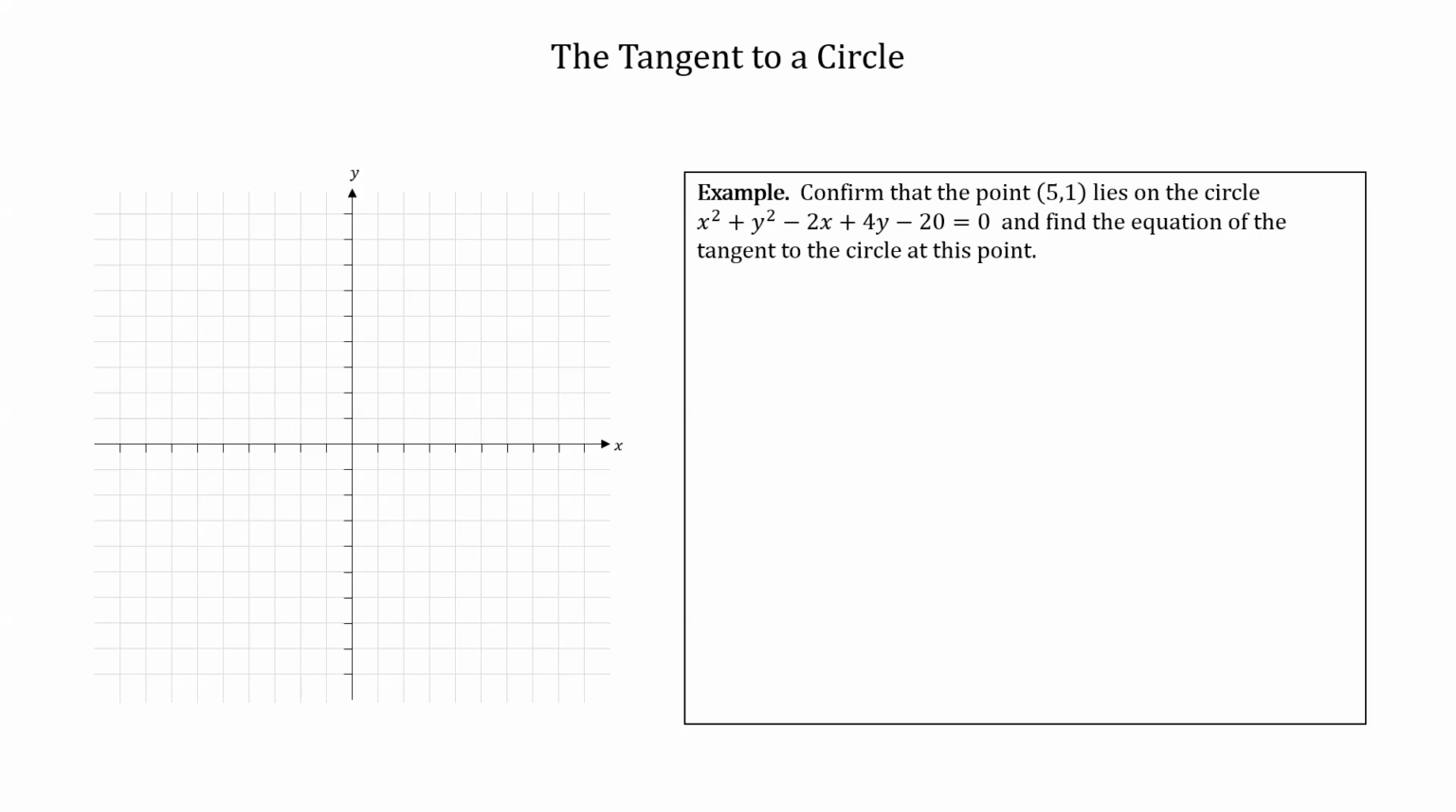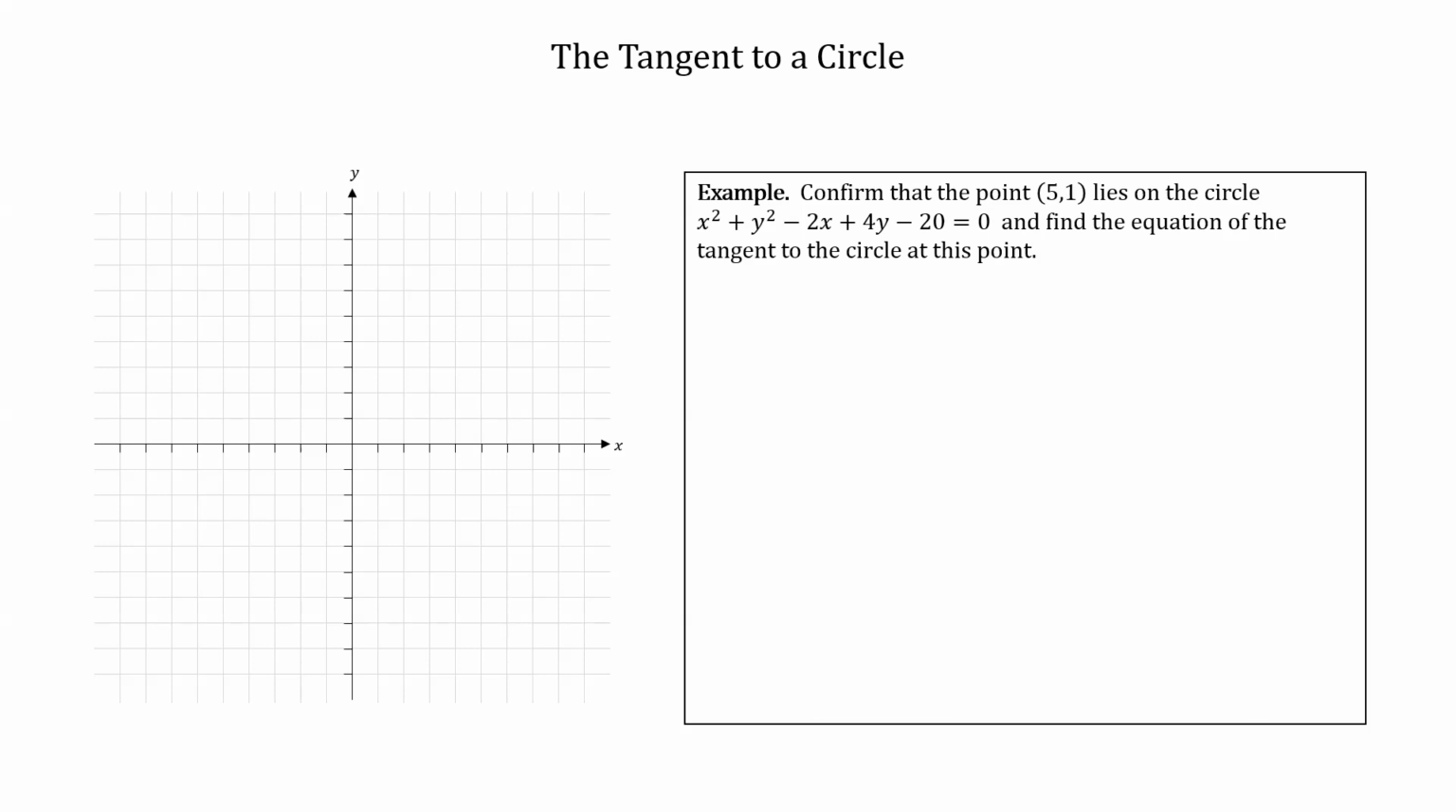Example: confirm that the point (5, 1) lies on the circle x squared plus y squared minus 2x plus 4y minus 20 equals 0, and find the equation of the tangent to the circle at this point. So first, we assume that this equation is a circle equation because we're told it is. It's not quite in the standard form for a circle equation, but hopefully we can rewrite it so that it is as part of the solution.